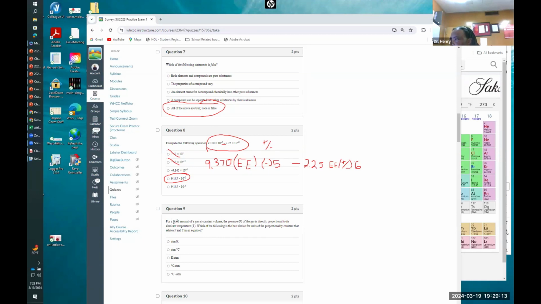Okay, so a fixed amount of gas at a constant volume. So for a fixed amount of gas at a constant volume, the pressure P of the gas is directly proportional to its absolute temperature. Which of the following is the best choice of units of the proportionality constant that would relate pressure and temperature in the equation?